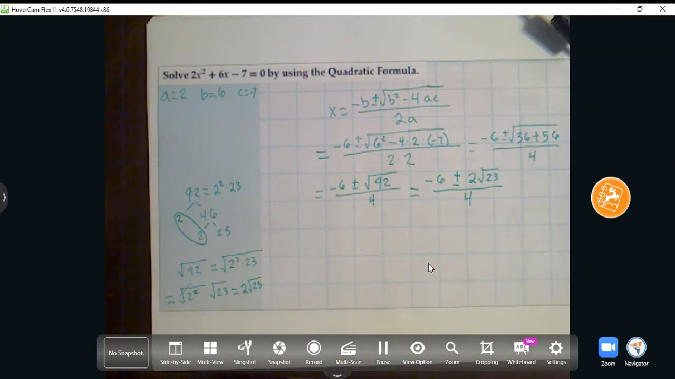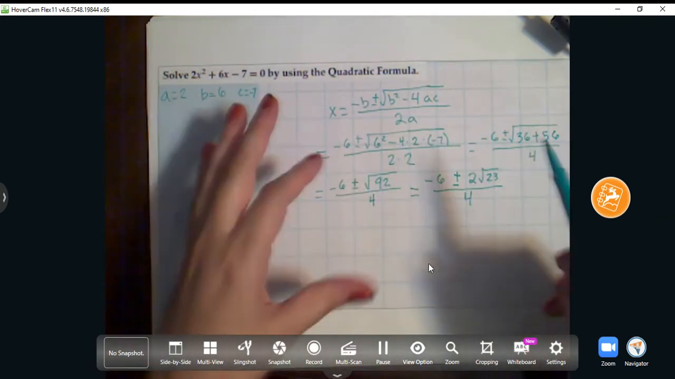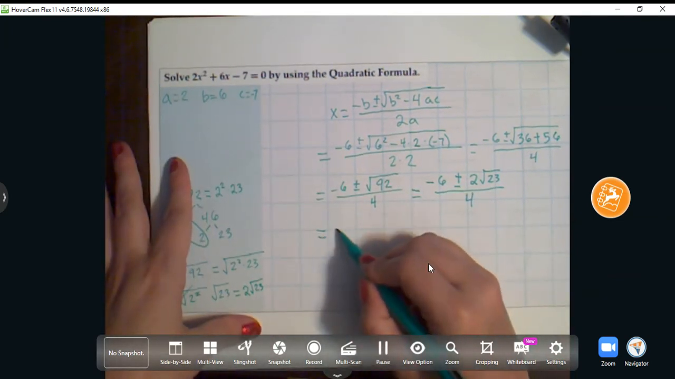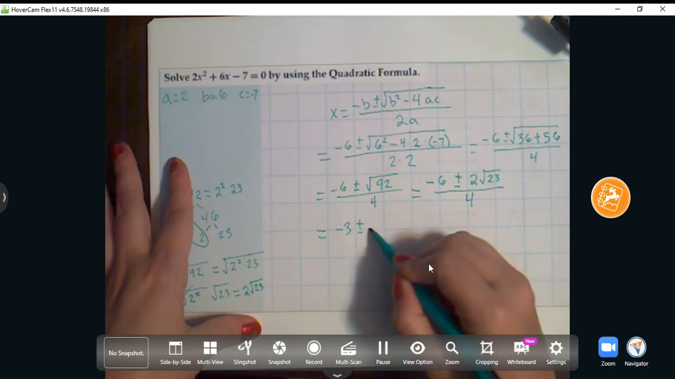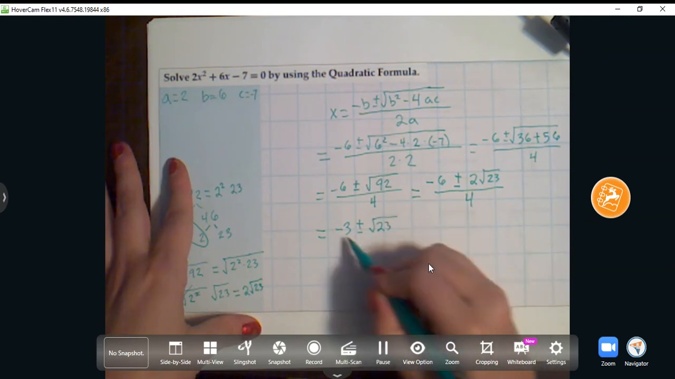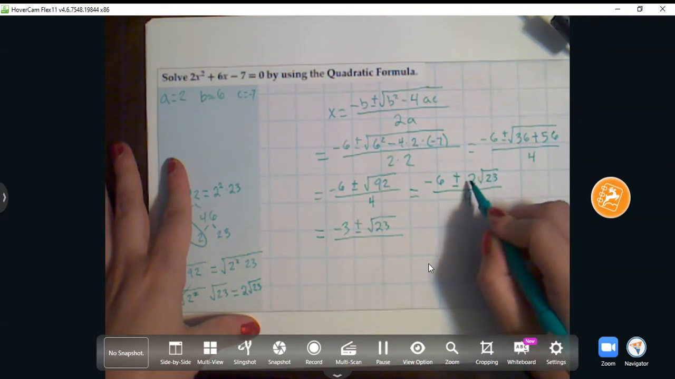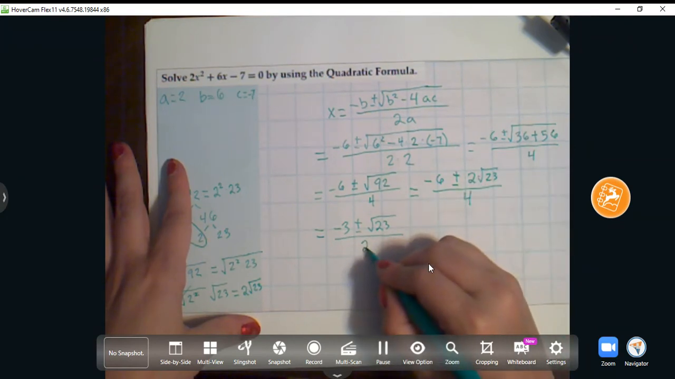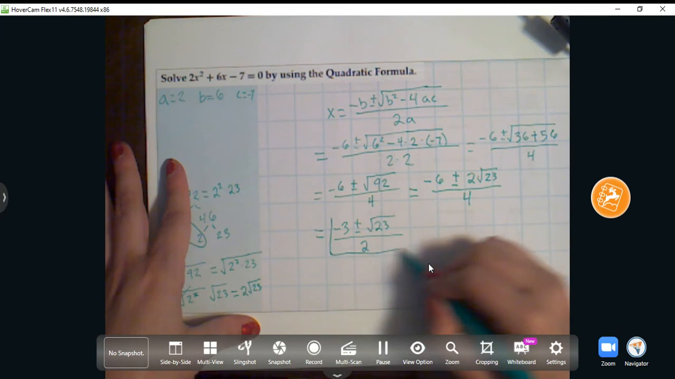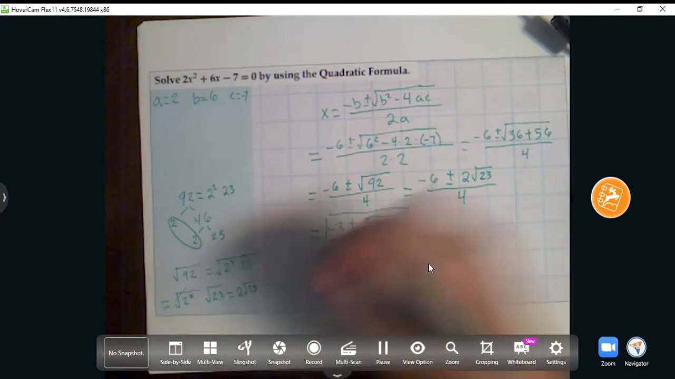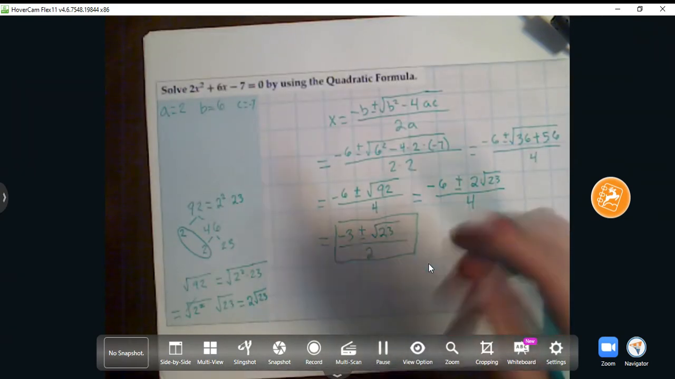Now, our last step is going to be, hopefully we notice that all of my numbers, so 6, 2, and 4, can be reduced by 2. So as long as we can divide everything by a common factor, we're allowed to reduce. So I'm going to divide everything by 2. And when I say everything, I just mean the things that are being multiplied. So I don't have to divide the 23, just the 2. So our final answer is going to be -3 plus or minus the square root of 23 divided by 2. So notice that we do have two answers because we have a plus or a minus.